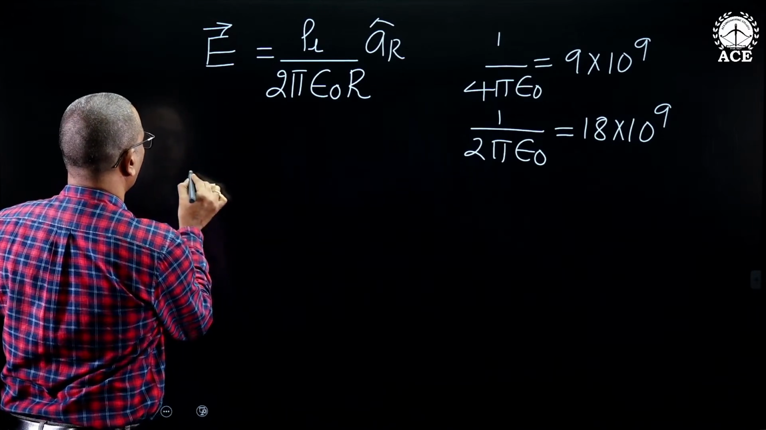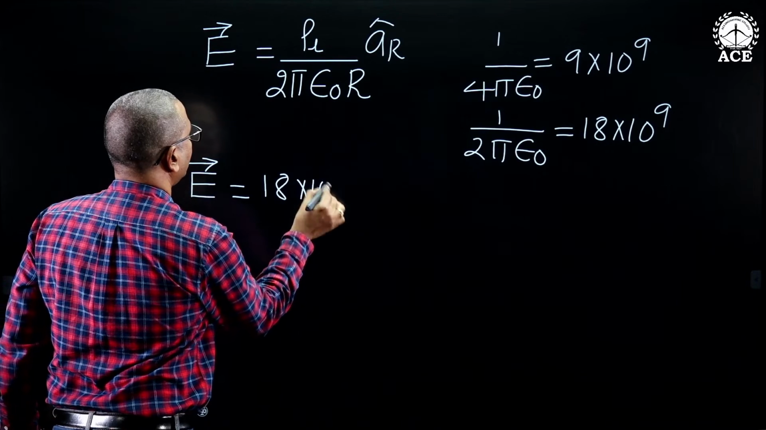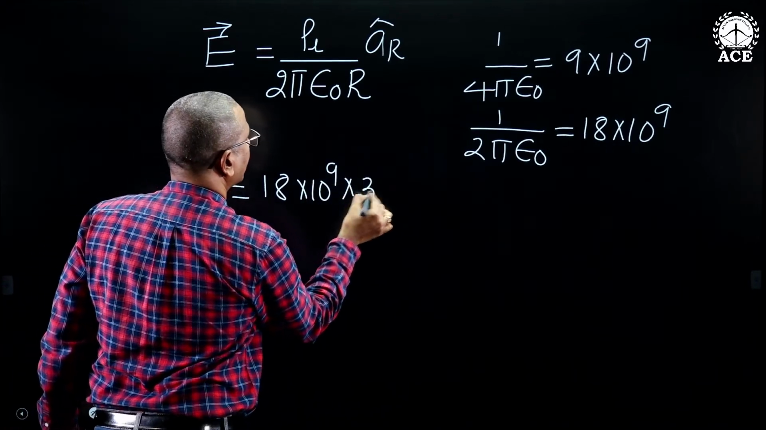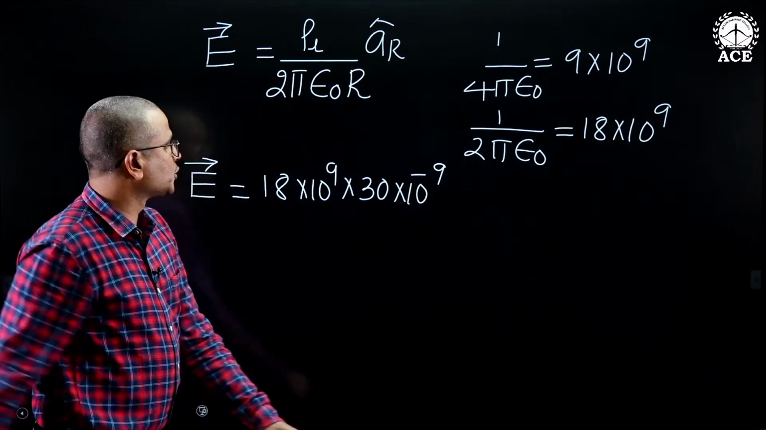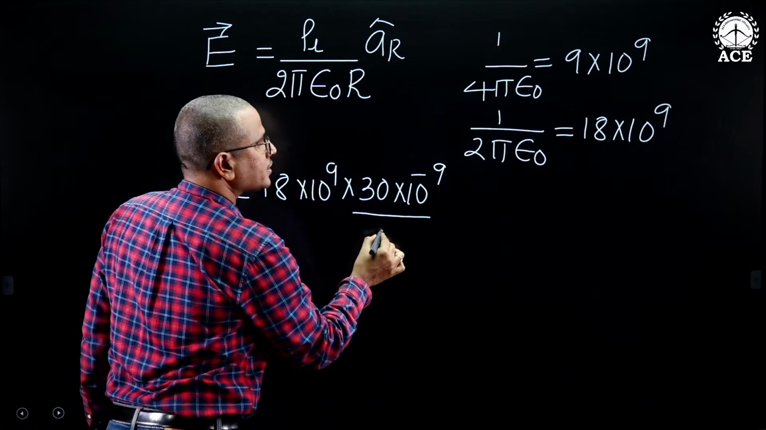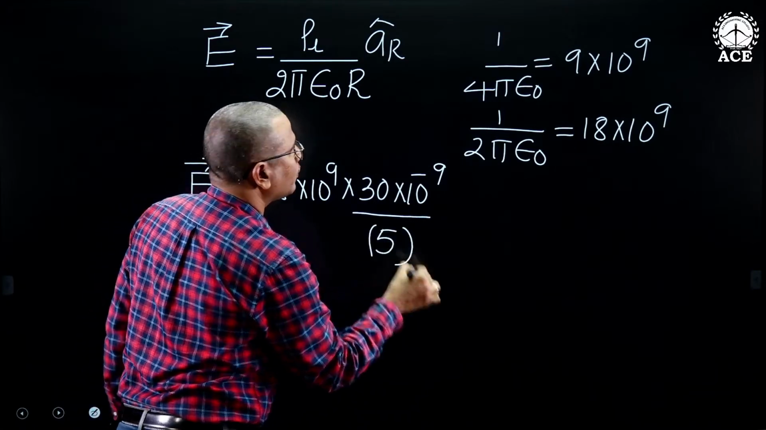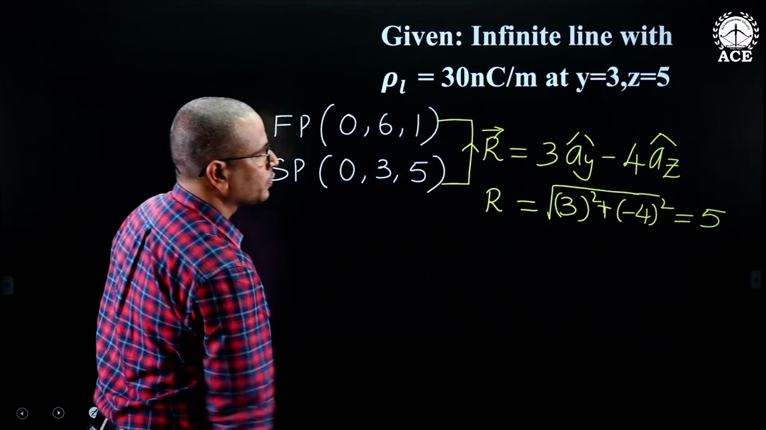So E bar is equal to 18 into 10 to the power of 9. Rho L is given as 30 into 10 to the power of minus 9. This is rho L. And we have the distance. Distance is how much? 5. We have calculated it, dear students. Look at back. R is 5. And R bar also we know.